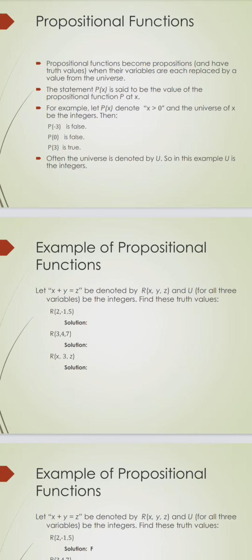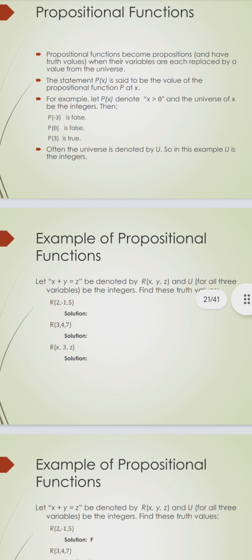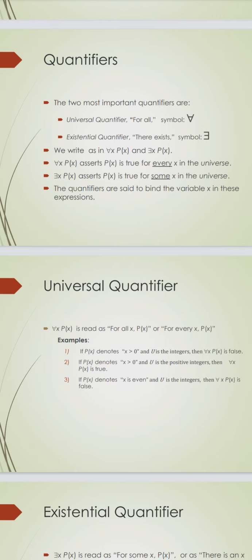Another one, R of 3 comma 4 comma 7: x and y values are 3 and 4, 3 plus 4 equals 7, z is 7, then 7 equals 7, and this is a true statement. Then R of x comma 3 comma z: x is x, y is 3, and z is z, then x plus 3 equals z. This statement is false.